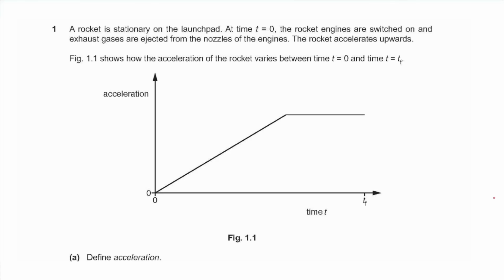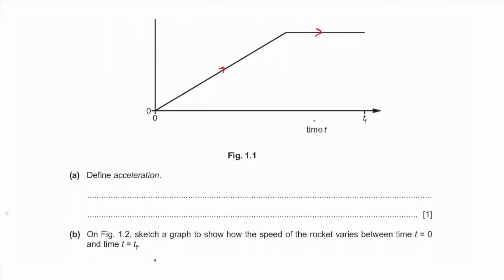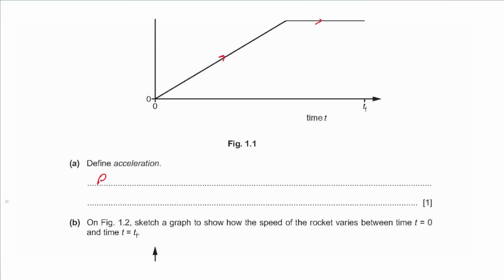time t equals tf. We have first accelerating with increasing rate or increasing acceleration. Then we have constant acceleration on the graph. Part A says first define the acceleration. It is the rate of change of velocity or velocity changed per unit time.